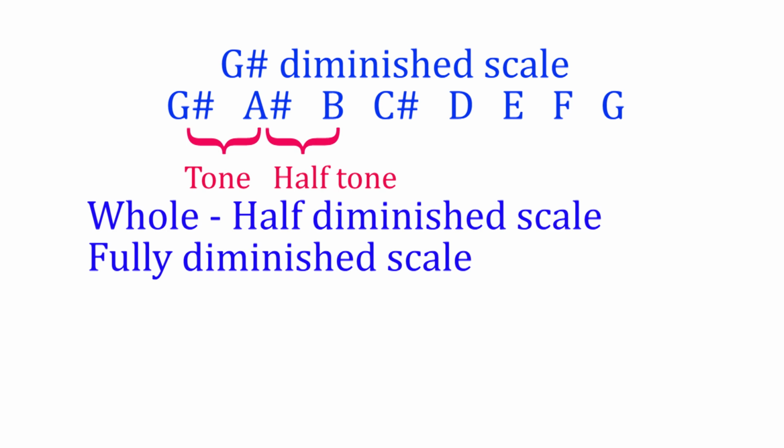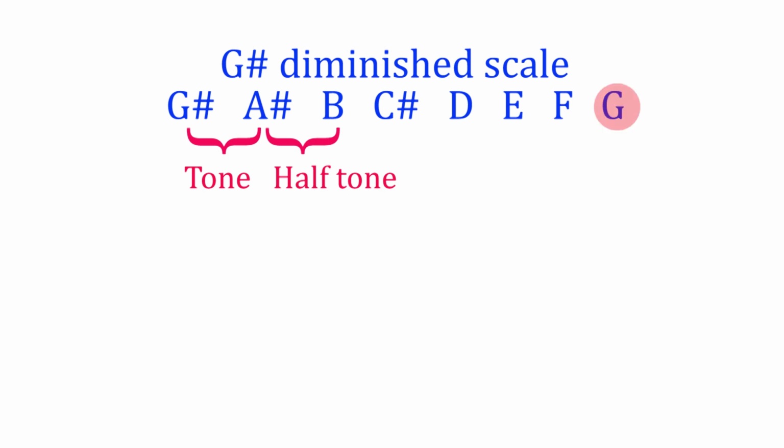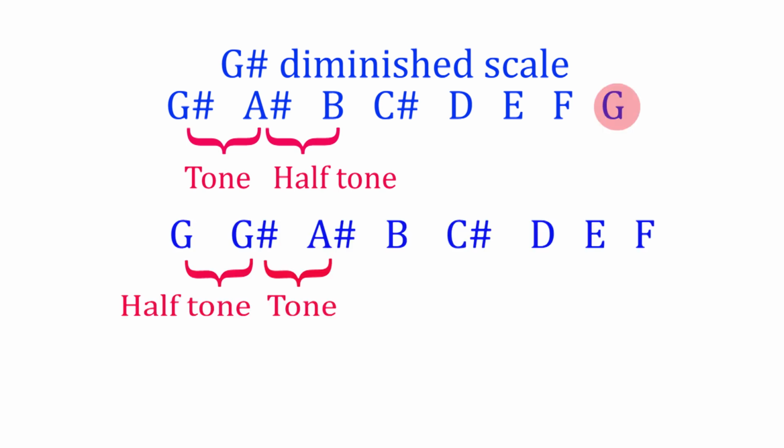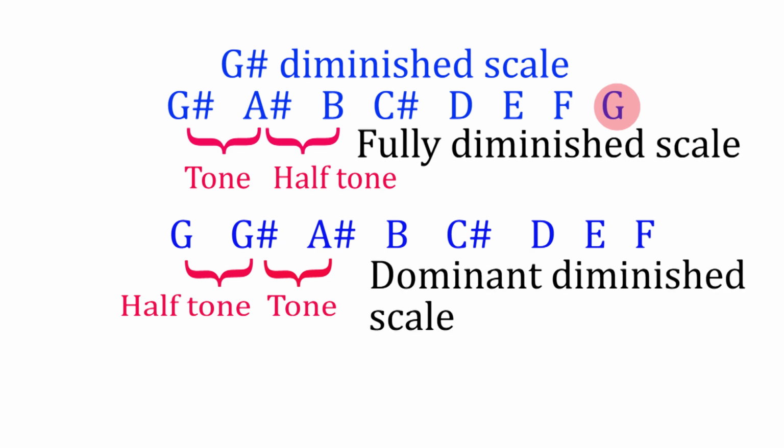So for example, looking at the G sharp fully diminished scale, which we use to improvise over the G7 chord, if we start the scale on the G, we will still have the same notes, but the scale will follow the pattern of half tone, tone, half tone, tone. So these 2 scales, which have the same notes, are modes of each other. Understanding the scale in this way may make it easier when improvising.